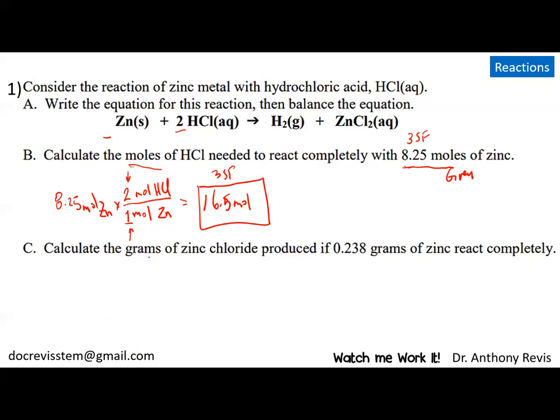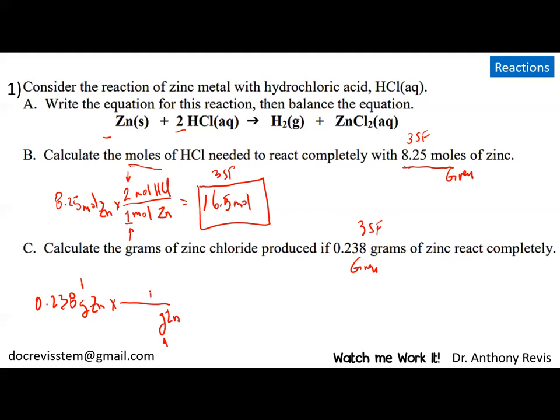Okay, the next one, calculate the grams of zinc chloride produced from 0.238 grams of zinc reacts completely. That means you use it all up. Okay, so let's just see what we do. So let's start with our given. This is our given, and we have 3 sig figs in that given. So we write it 0.238 gram of zinc, and grams, we don't want grams, so we put it on the bottom. And that's how we do dimensional analysis on it there.